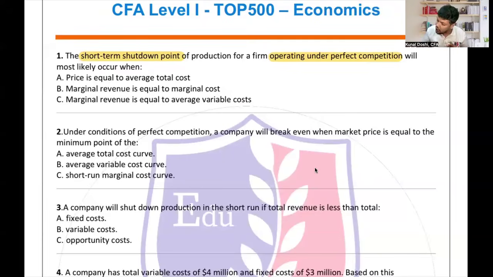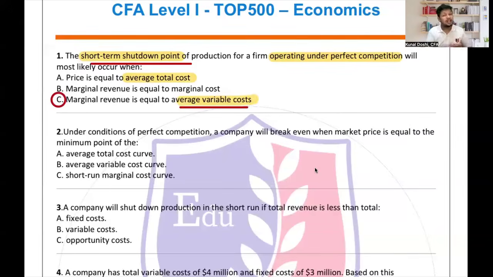So here, the short-term shutdown point of production will most likely occur when price is equal to ATC. No, this is the long-run shutdown point. Marginal revenue equals marginal cost, or marginal revenue equals average variable cost. Can you answer, everyone? What is that point? The short-term shutdown point is where? It's at average variable cost.